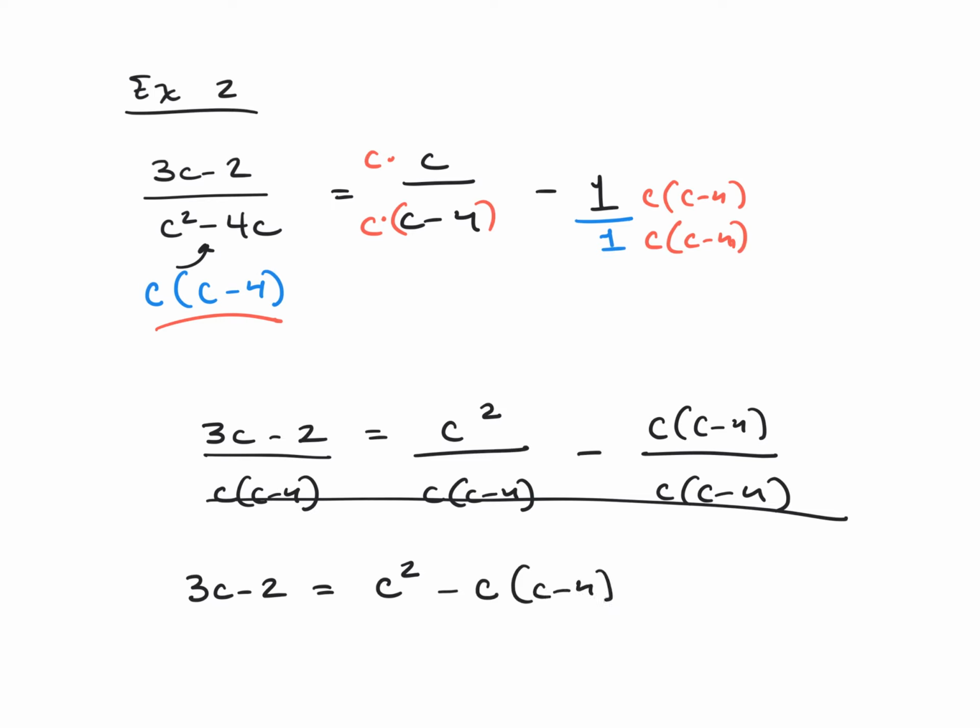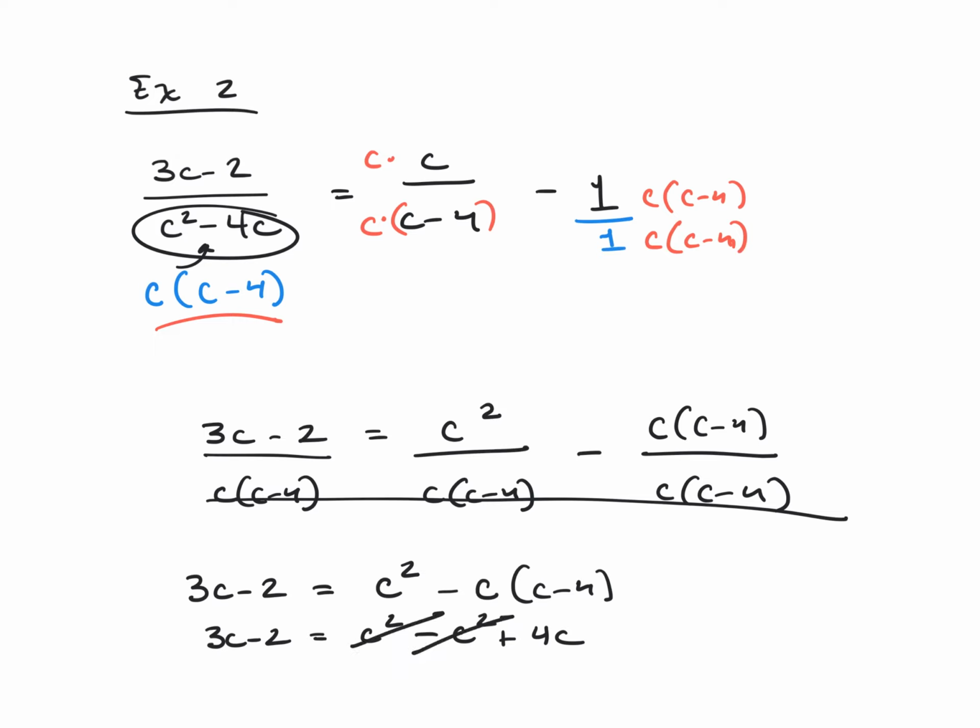The reason I like to write it in factored form is because I'm naturally going to distribute that negative. You might forget to distribute that, but in this case, I'm not going to forget. So this problem turns into 3c minus 2 equals c squared. Distribute that negative c, which turns into minus c squared and plus 4c. And then from here, I'm just going to keep simplifying and solving.